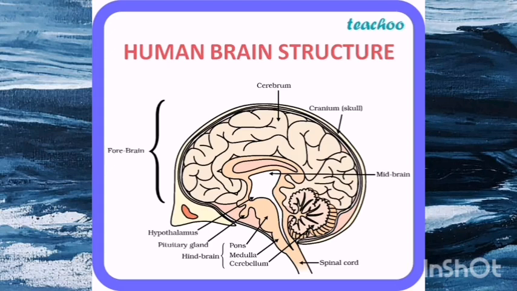Hindbrain, medulla, the regulator. This is at the base of the brain. It controls all involuntary actions you don't think about. Examples are breathing, heartbeat, blood pressure, and involuntary reflexes like salivation, vomiting, and sneezing.